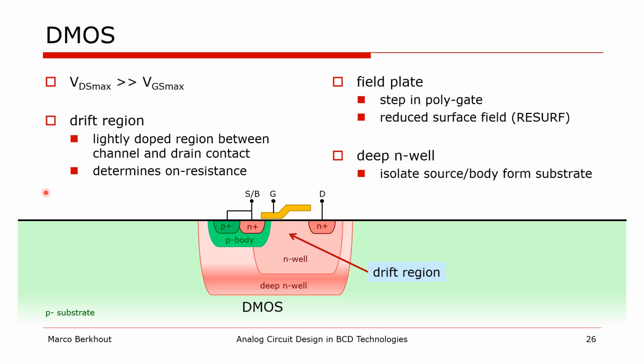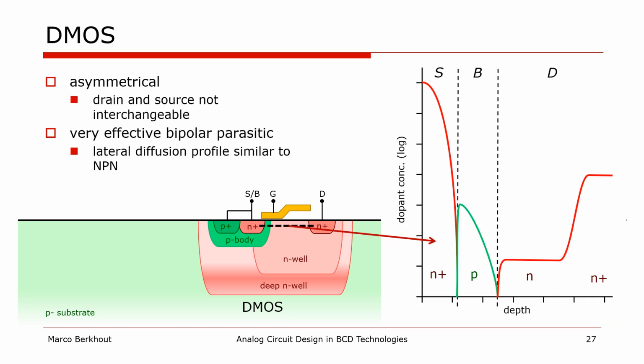In a typical DMOS device, the gate extends over the drift region on a thick oxide that creates a characteristic stepped profile. This gate extension helps to reduce the electric field at the surface of the device. And we use the deep n-well for isolation. In contrast to CMOS, DMOS transistors are asymmetrical, which means the drain and source are not interchangeable.